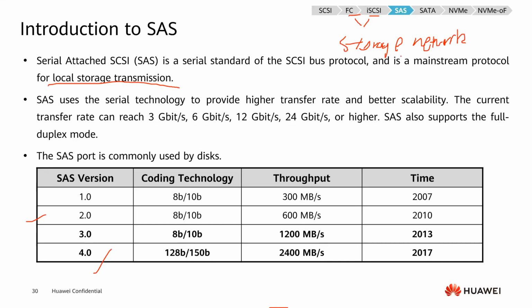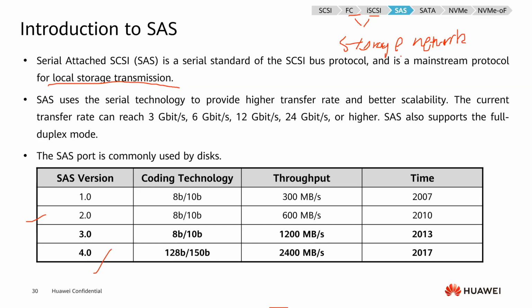Which means the storage is accessed through the network, no matter whether it is a Fibre Channel network or an IP network. But the SAS protocol is for local storage transmission, which means the storage devices are directly connected to the CPU, connected to the bus. It uses serial technology to provide high transfer rate and better scalability.